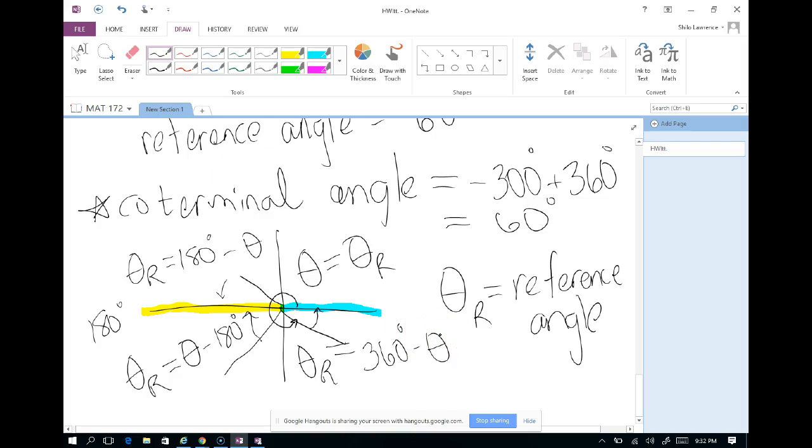So you always want to start off with something between 0 and 360. That way you can identify what quadrant it's in. And then based on what quadrant, we have this calculation to get us to the closest piece of the x-axis. But either way, we end up with a reference angle of 60 degrees here.